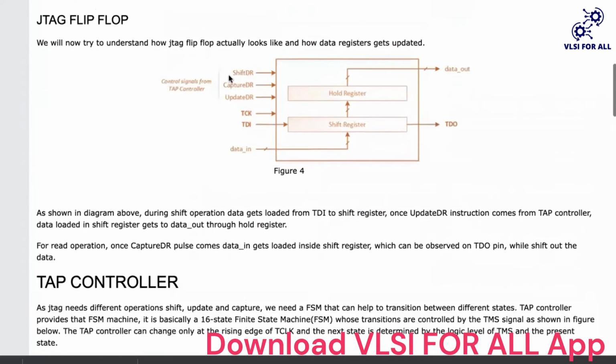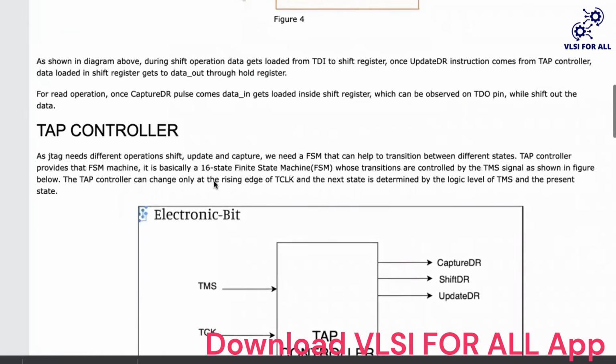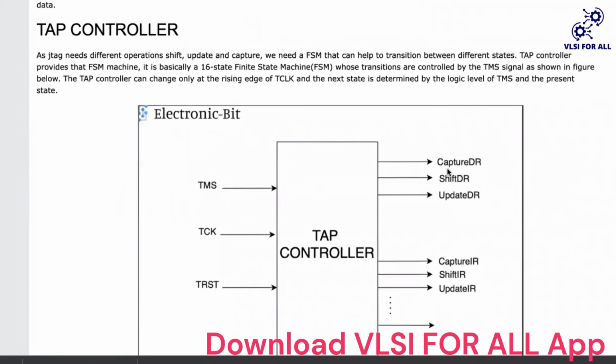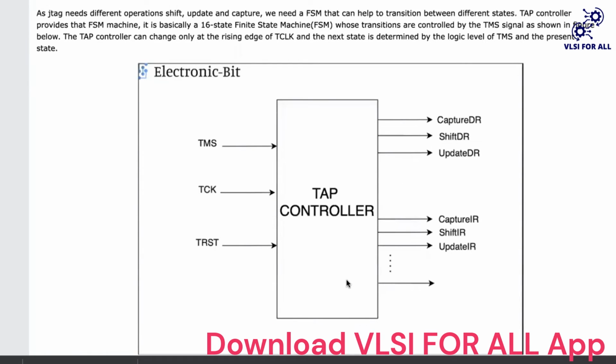These control signals are generated through a controller block. We have a JTAG controller block which generates these signals, basically capture DR, shift DR, and update DR. Based upon this, various operations will be taken care of. This controller block takes three signals, that is TMS, TCK, and TRST, based upon which it produces multiple signals: capture DR, shift DR, update DR, and capture IR, shift IR, and update IR.